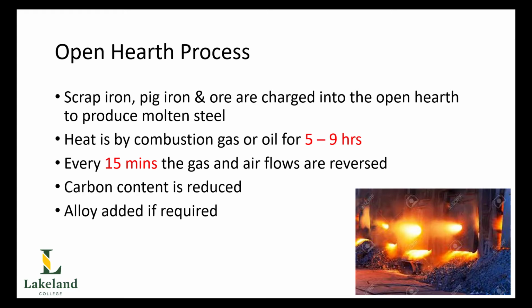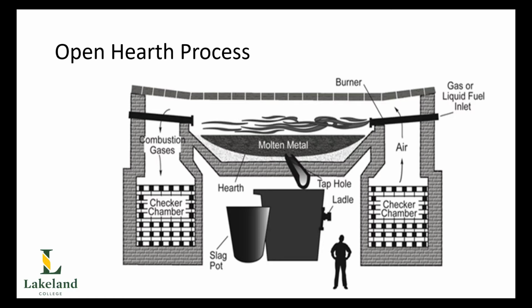The idea of the open hearth process was that in order to increase the temperature and also to increase the efficiency of the furnace, they used what was known as a regenerative furnace. That's basically a clever way of saying that every 15 minutes, the air and the gas flows were reversed across the furnace. If you look at your diagram on figure 12 here, on this next diagram, we can see that the combustion gases are being reversed every 15 minutes from these two side chambers, so it flows across the top of the molten metal.